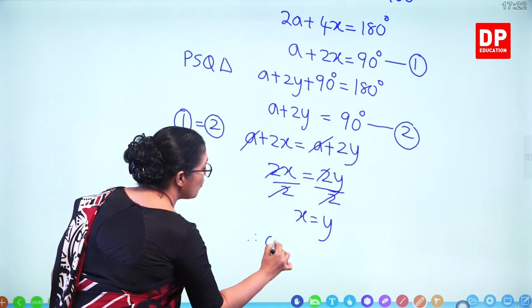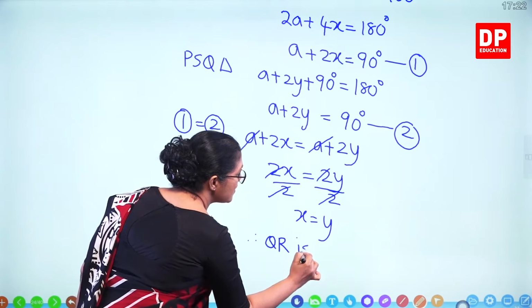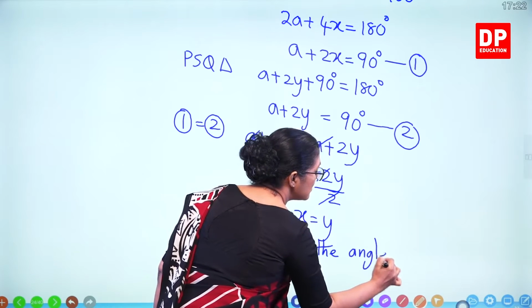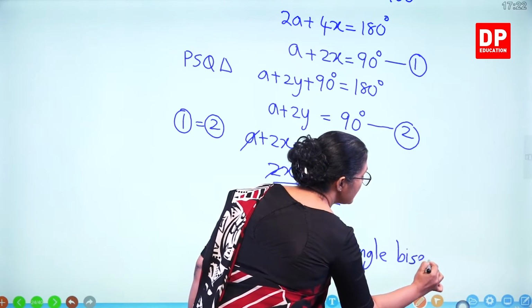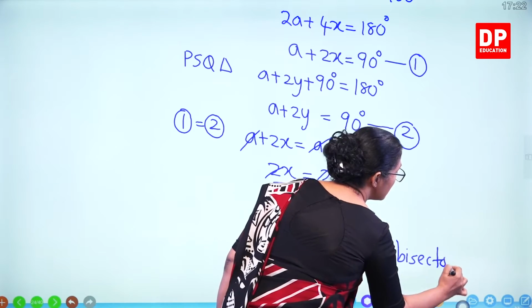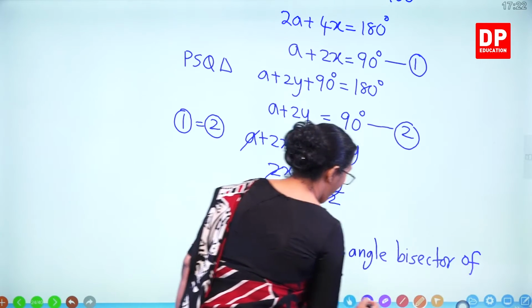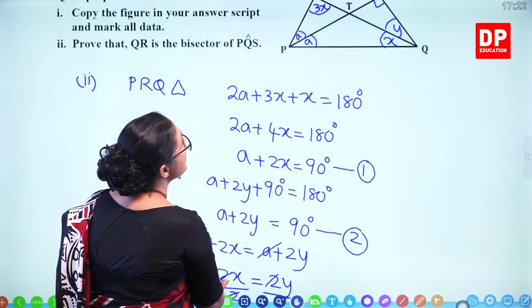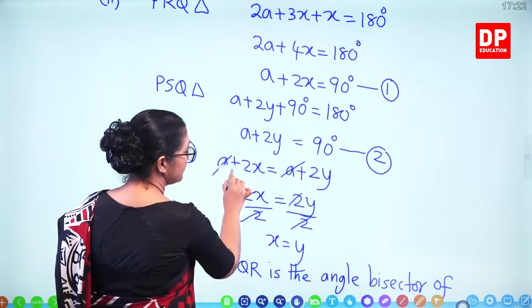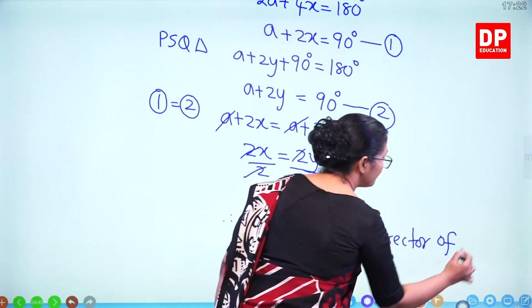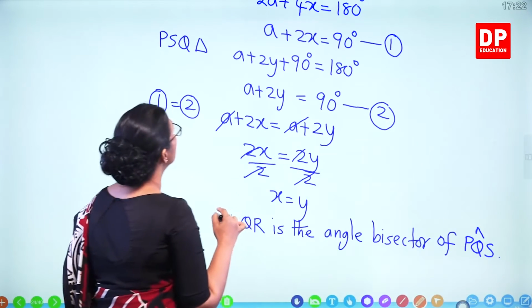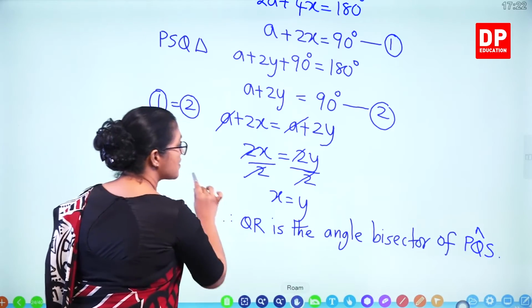So therefore, QR is the angle bisector of, what's the angle? PQS. So that's the proof. So how many marks?